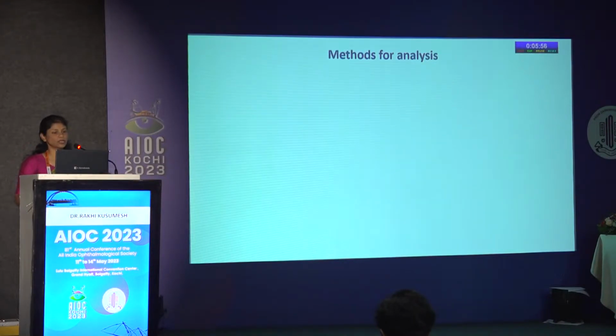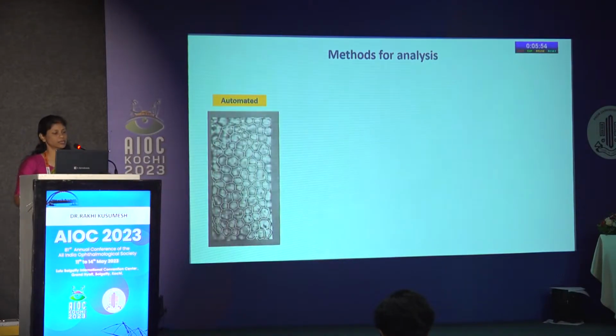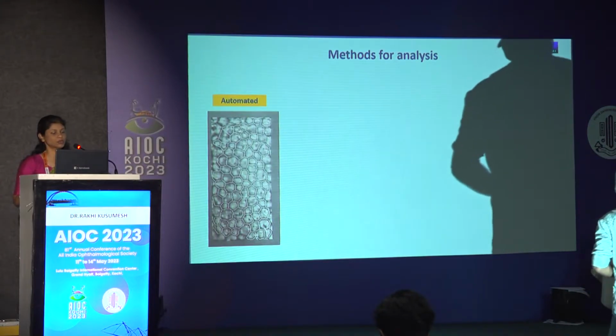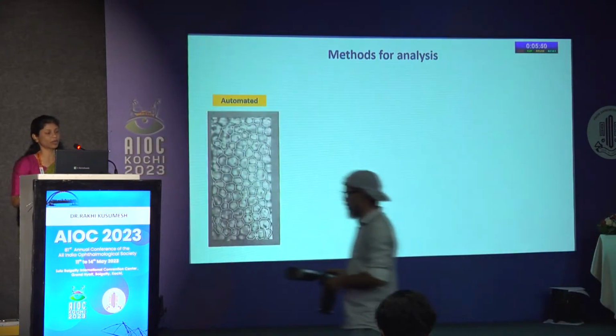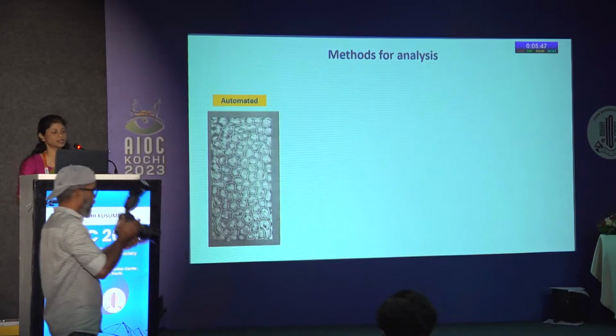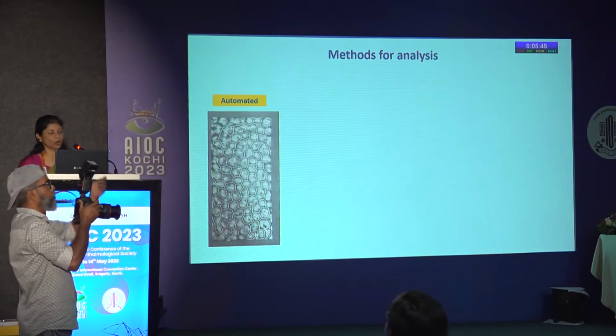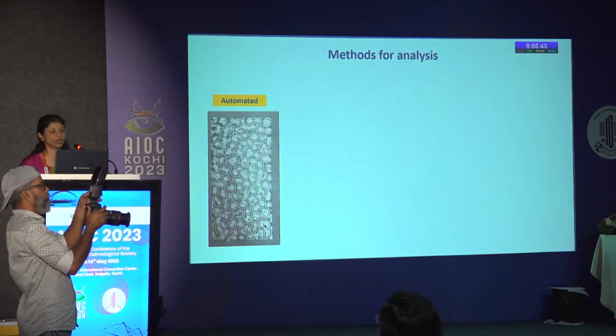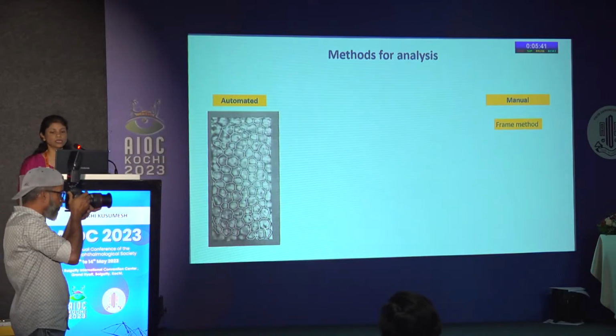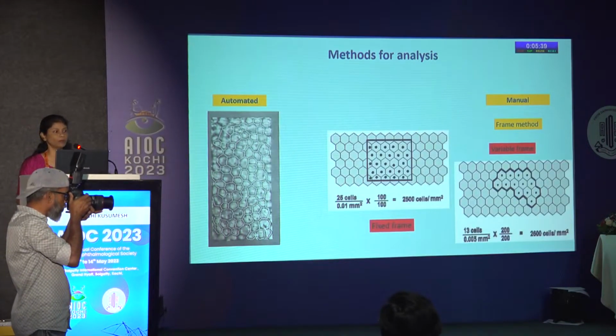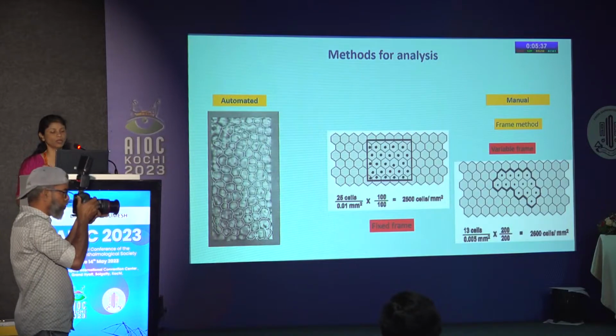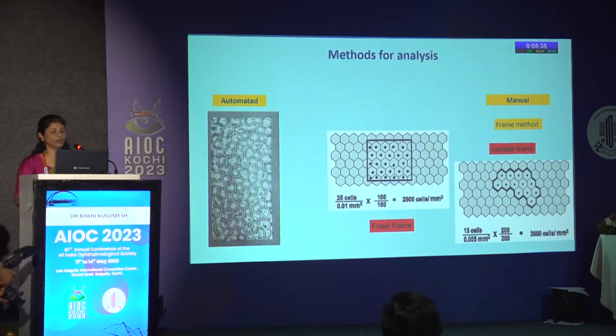So what are the methods of analysis? There is an automated method, present in the non-contact specular microscope, where the machine itself traces the cell borders and takes them for analysis. Another method is manual, where we put a frame on the endothelial image and count the cells lying under that frame. In this method, we can miss a few cells which are present on the borders.